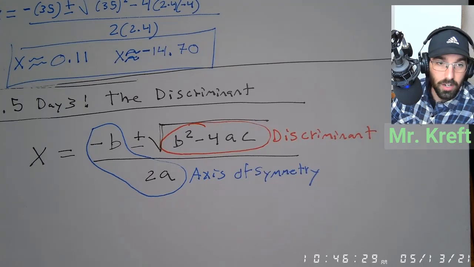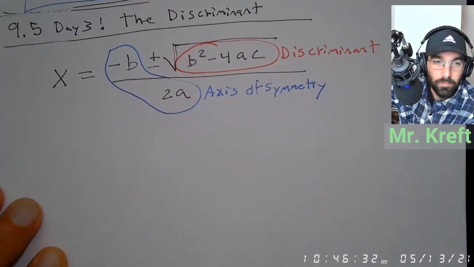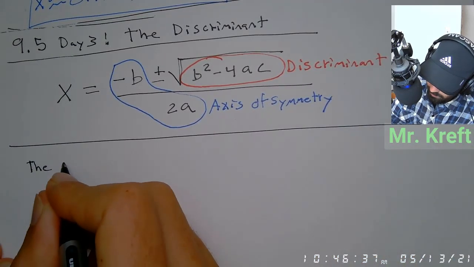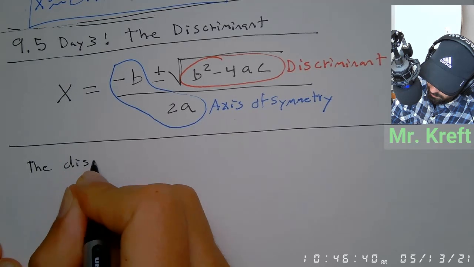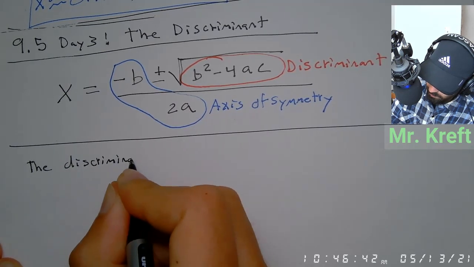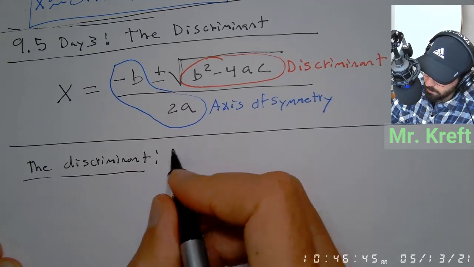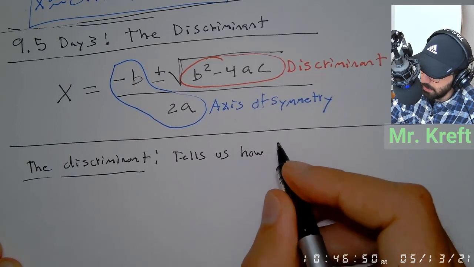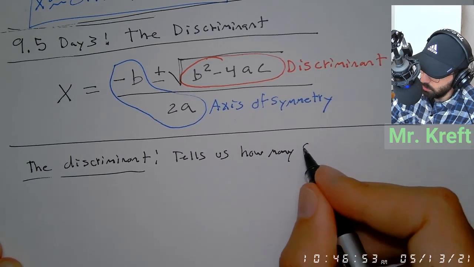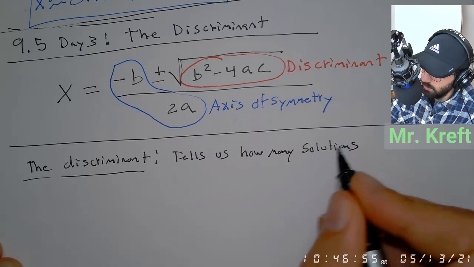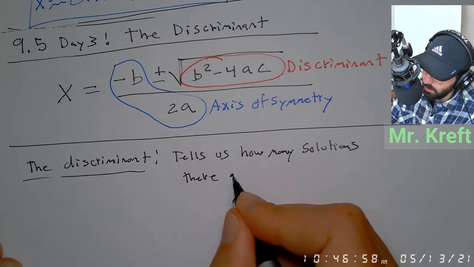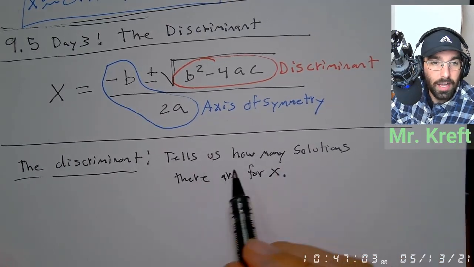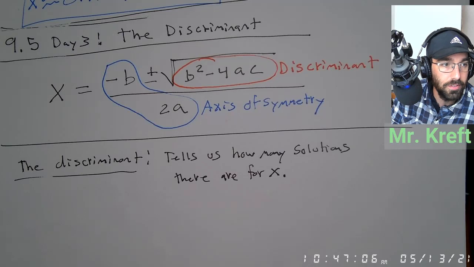Okay, so let's take notes on the discriminant. What does the discriminant do? The discriminant tells us how many solutions there are for x.